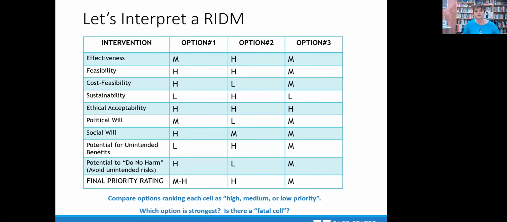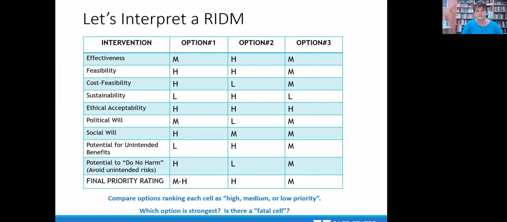So let's look at a hypothetical revised intervention decision matrix. You'll notice I haven't even put in the topics because there's lots you can see here without knowing anything about it. So for option 1, they're ranking it medium in effectiveness, highly feasible, it's highly cost feasible. Problem is it's low sustainability, it's a problem. They're saying it's highly acceptable ethically. There's medium political will, high social will. Another challenge is that there are low potential for unintended benefits. All right. High potential to do no harm, that's great. So not many benefits, but potential to do no harm is good. Medium to high, they're rating it.